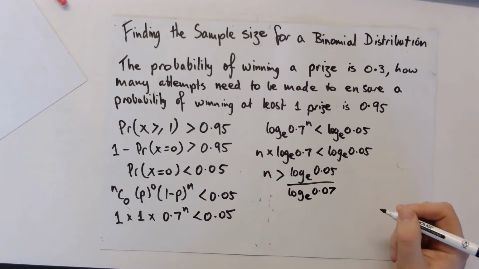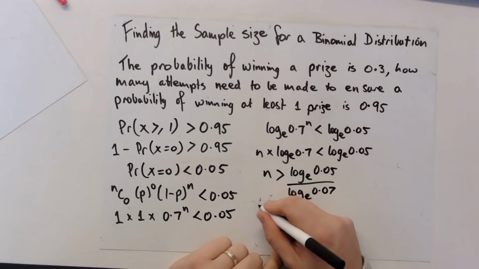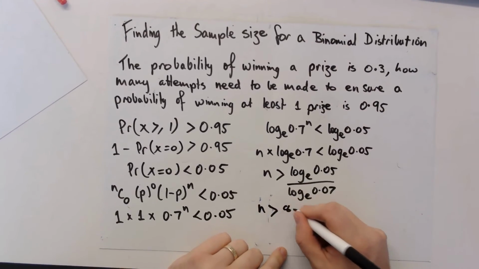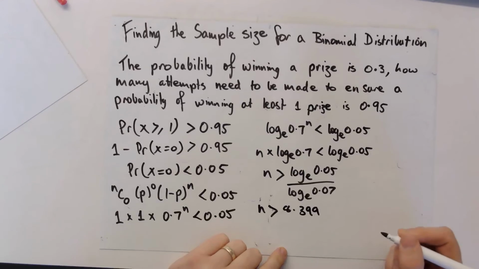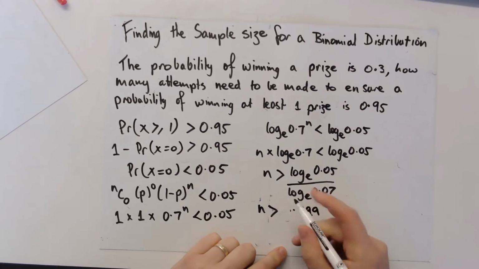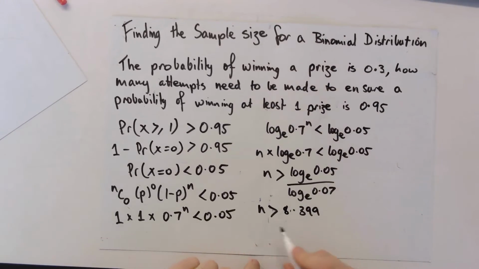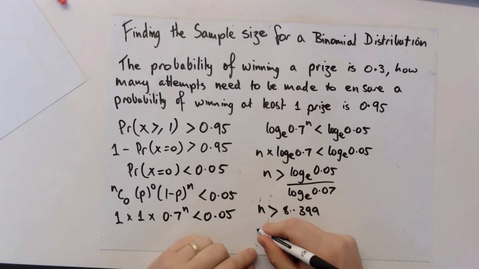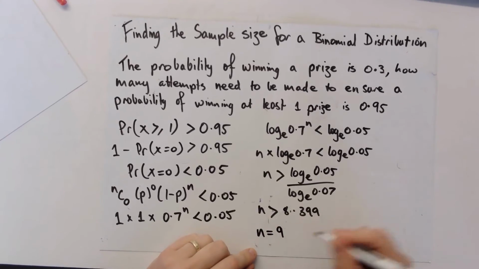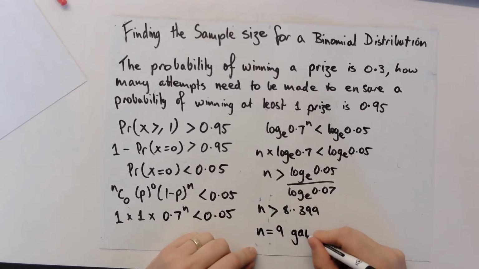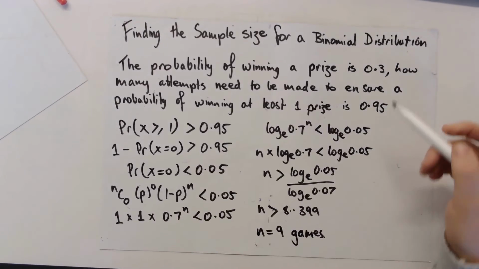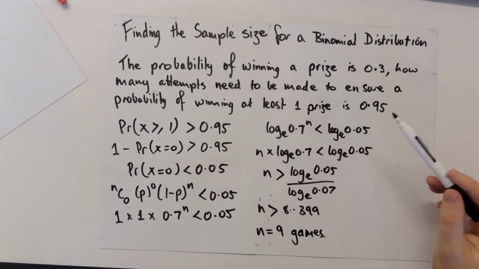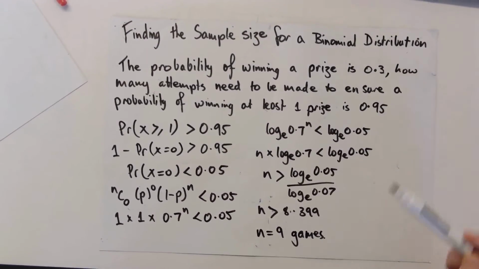When we actually do that, we find that n is greater than 8.399. If you attempted to round down, no, we've got to be greater than this. If we round down, our probability won't be above this. So these types of questions you have to round up. That means that you've got to play 9 games. We'd have to play 9 games to ensure our probability of winning at least one prize is 0.95.